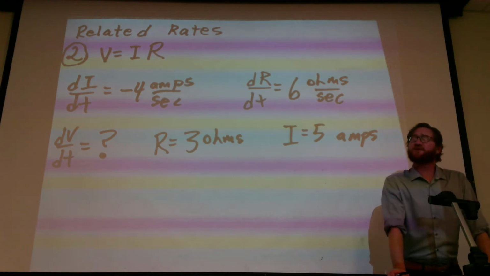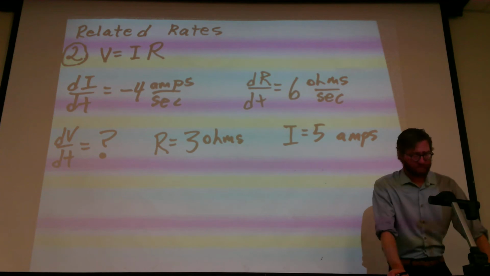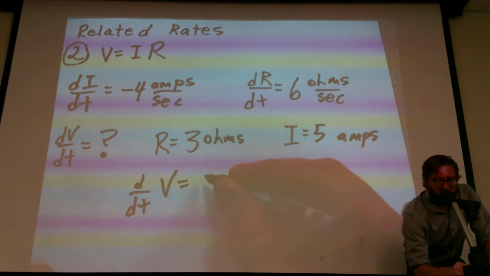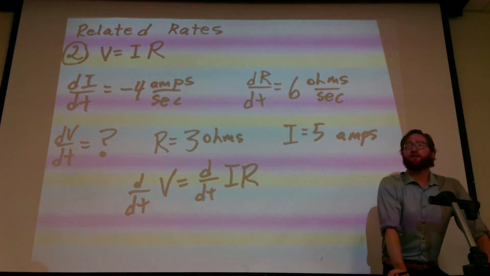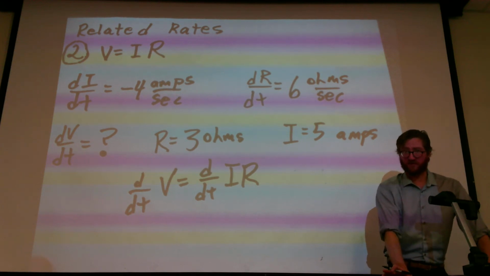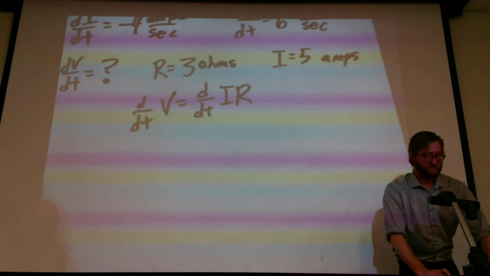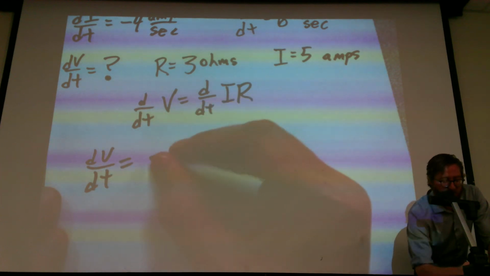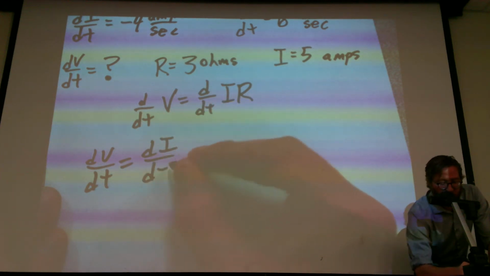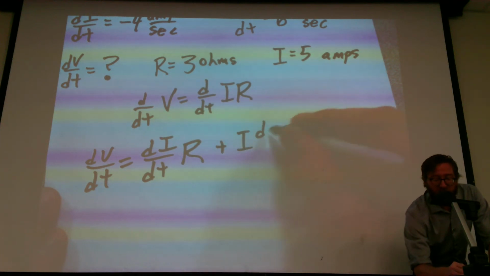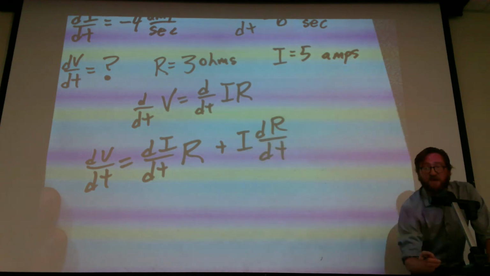So now I'm going to differentiate both sides of Ohm's law. So we're going to take a derivative with respect to time of the left side and a derivative with respect to time of the right side of the problem. But notice that the current and the resistance are both changing, so we're going to have to do the product rule on this. So this is going to give us that dV/dt, the changing of the voltage with respect to time, is going to equal the changing of the current with respect to time multiplied by the resistance, plus the current multiplied by the changing of the resistance with respect to time.